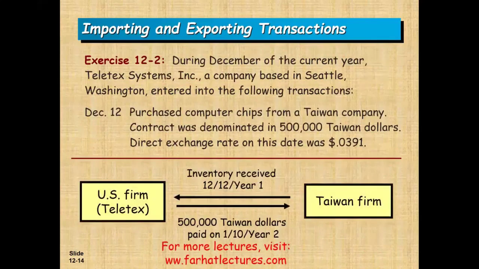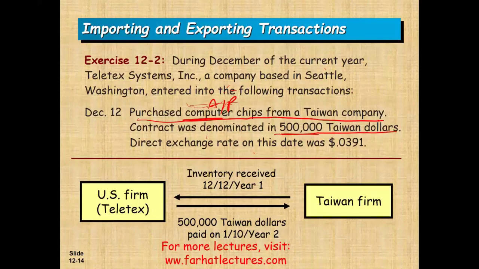Now we did the receivable, let's do a payable, because it's good to look at both to see how this works. During December of the current year, Teletax Company, a company in Seattle, Washington, entered into the following transaction. We purchased computer chips from a Taiwan company, so we're going to have a foreign currency denominated payable that's worth 500,000 Taiwanese dollars.